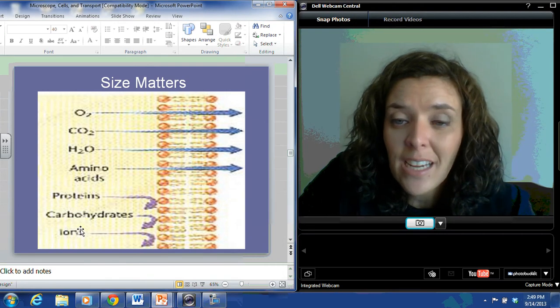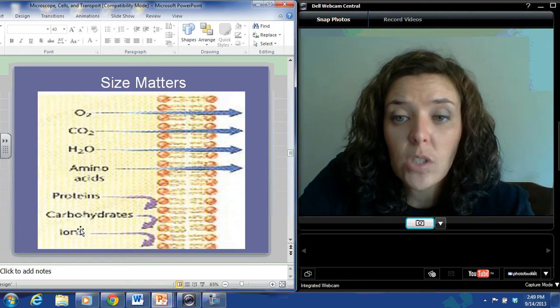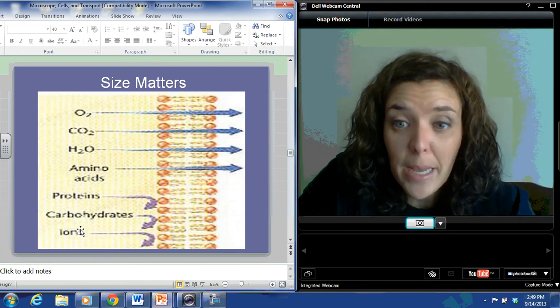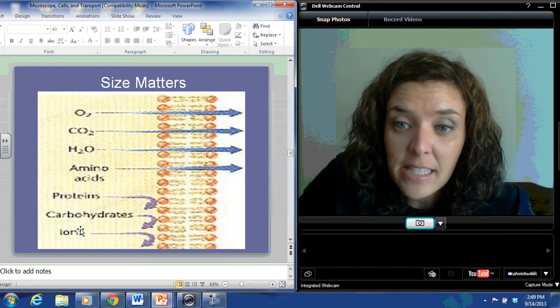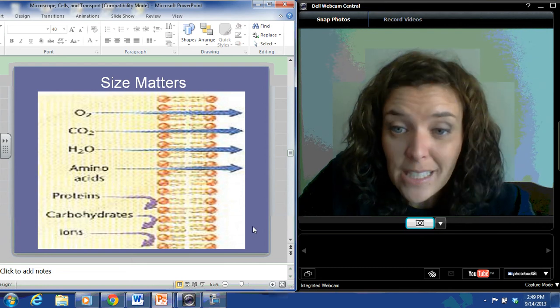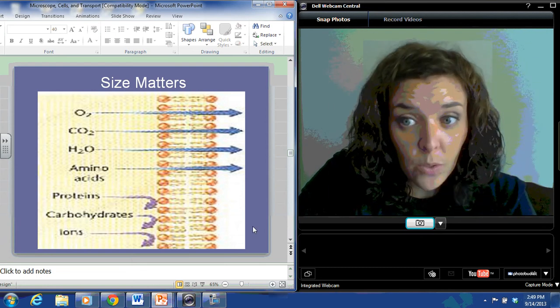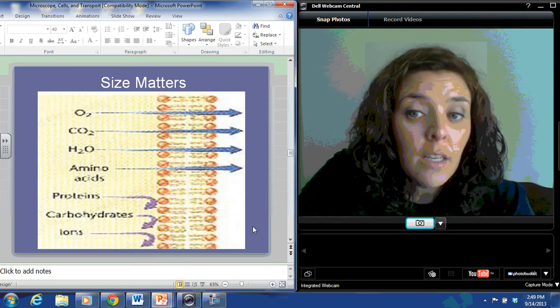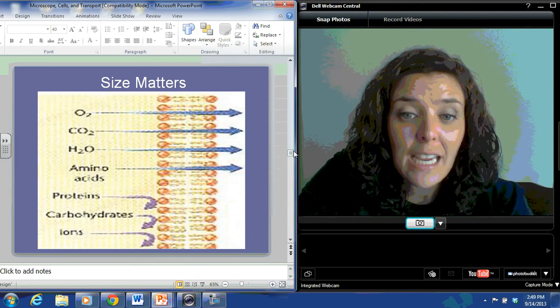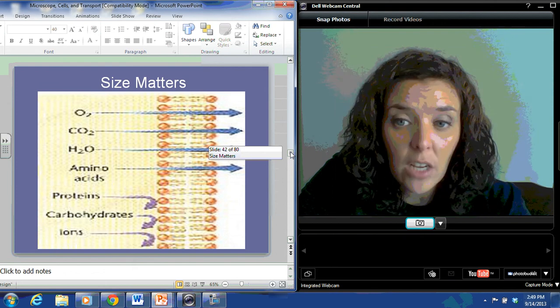Ions are another thing. Ions are charged molecules, so sodium ions, the Na+, they cannot go straight through. Now sometimes we need it, so what will we use to get it to go across? That's right, proteins, protein carriers. They would be called ion channels in that case.